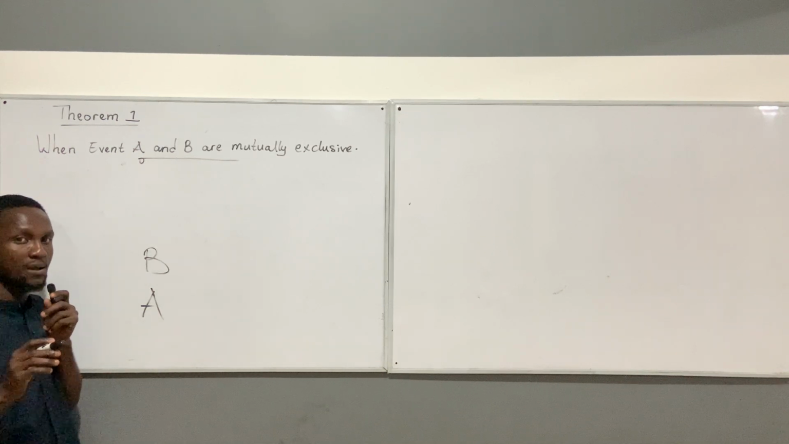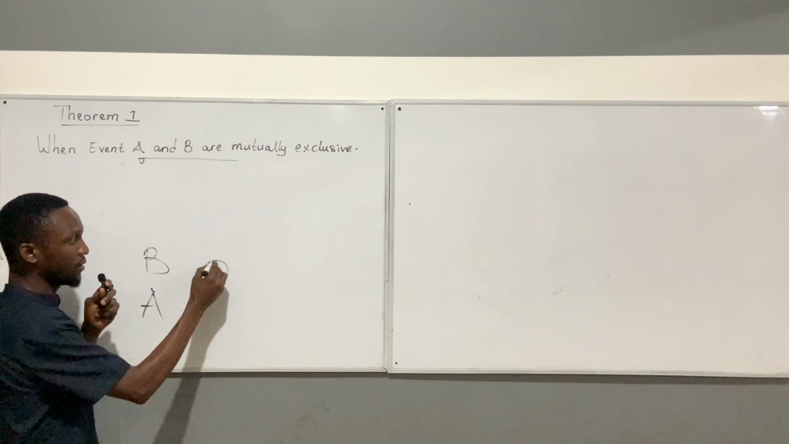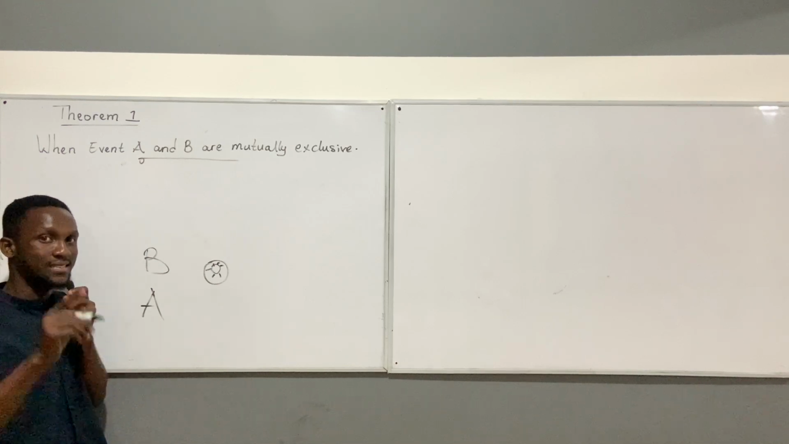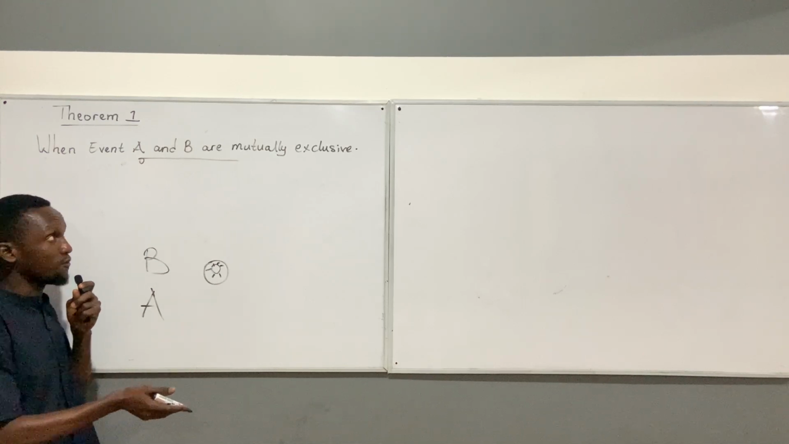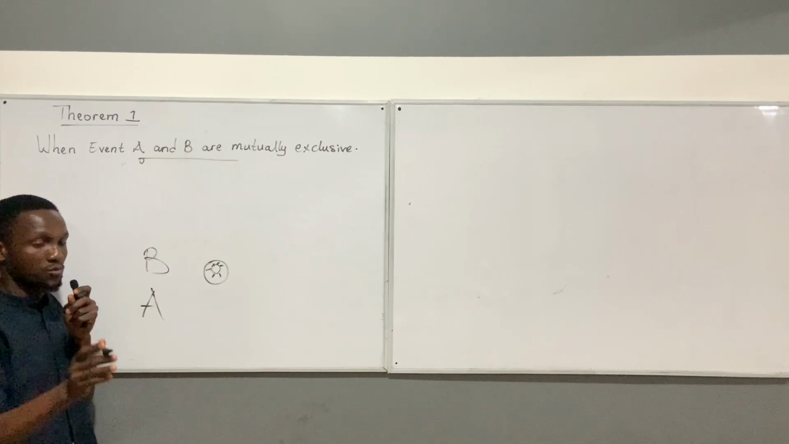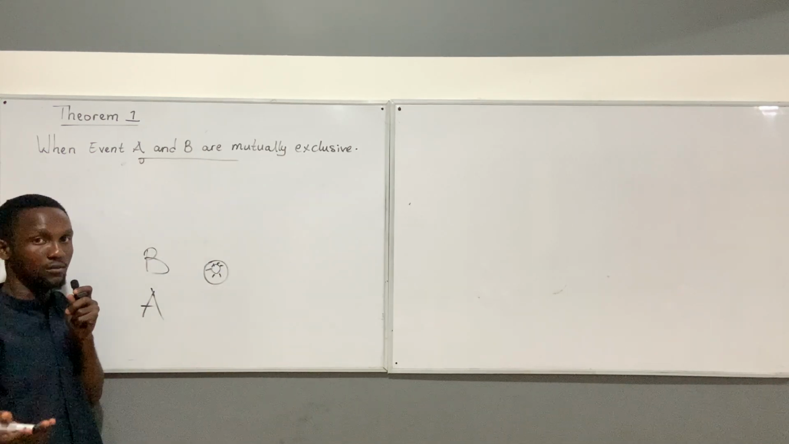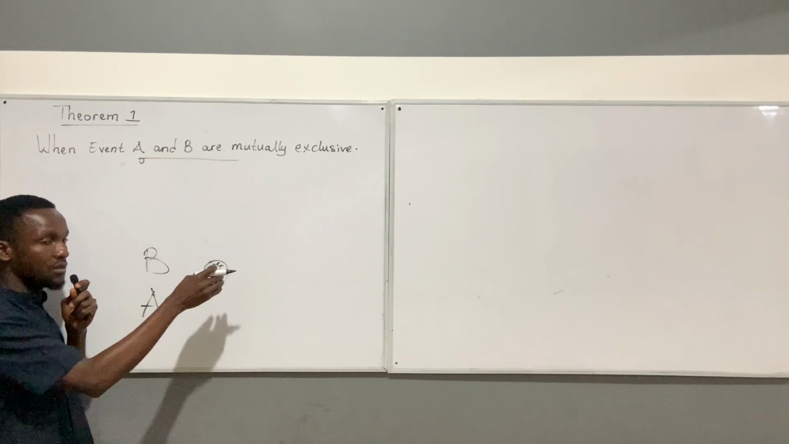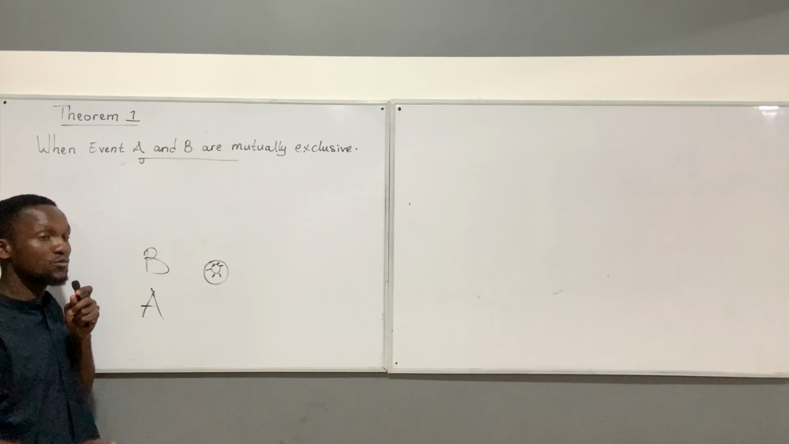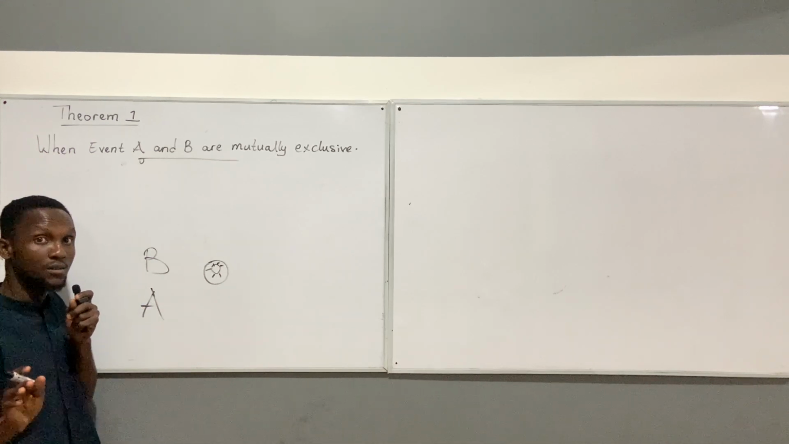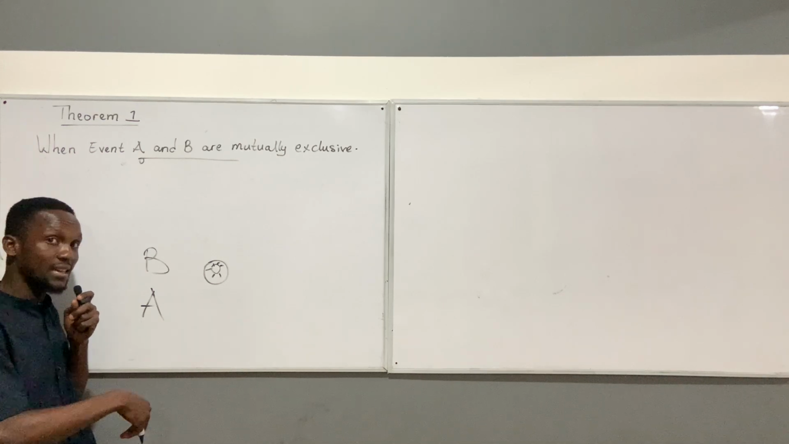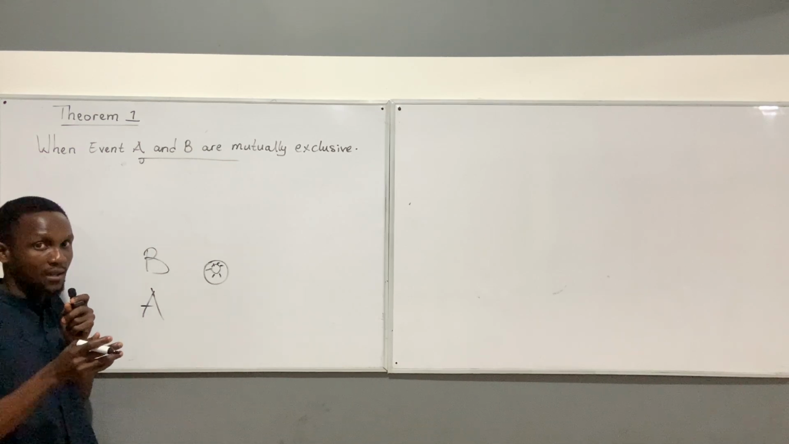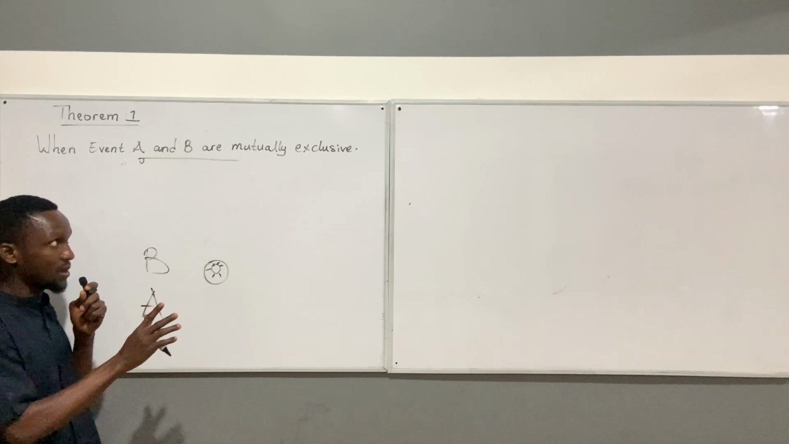So let us see an example. Tossing a single coin can be an example of mutually exclusive events. We know that we have the head and we have the tail. When I toss the coin, the event head and the event tail cannot occur together. It's either you are getting a head or you are getting a tail. If you get a tail, there's no way you can get a head, and if you get a head, there's no way you can get a tail happening together. Do you understand now? So that is an example of mutually exclusive events.